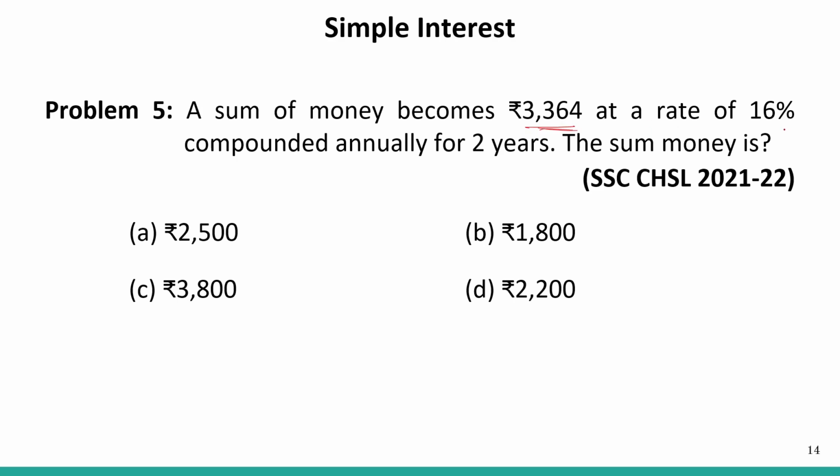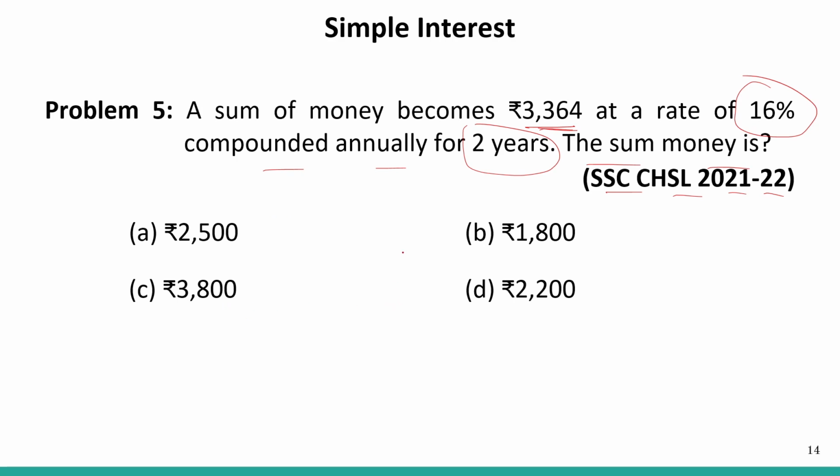3364 at a rate of 16%, compounded annually for 2 years. So the sum of money is what? This question has been asked in the SSC CHSL 2021-22 paper. Whether it is 2500, 1800, 3800 or 2200, we'll see.